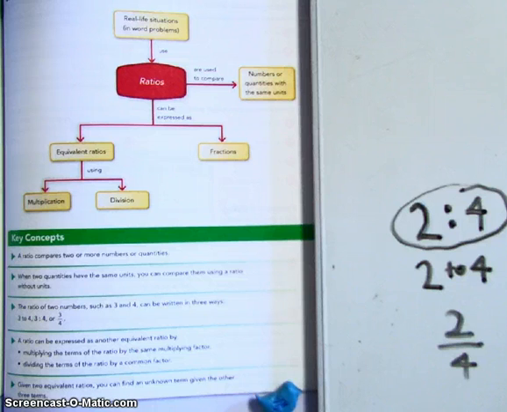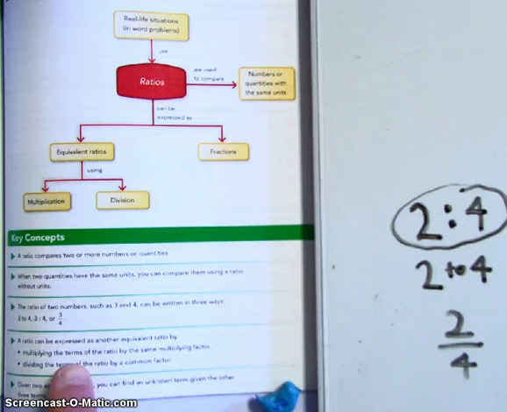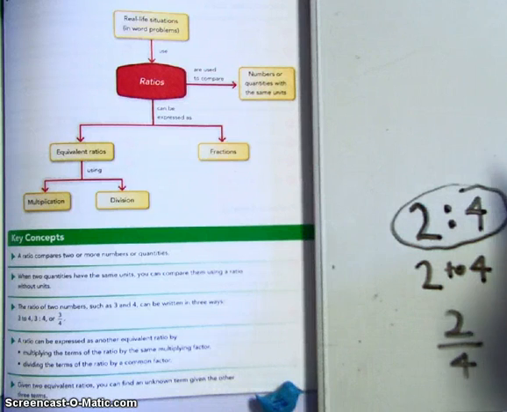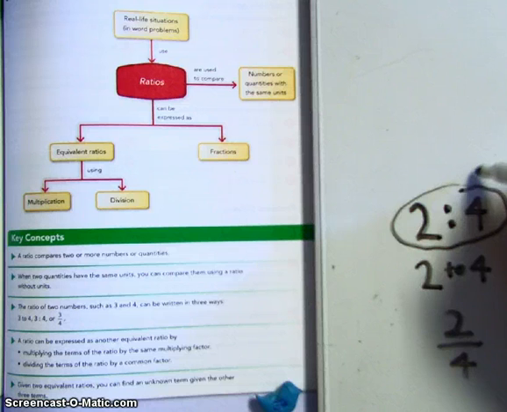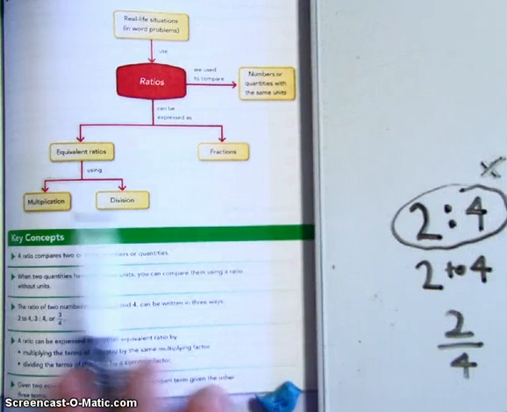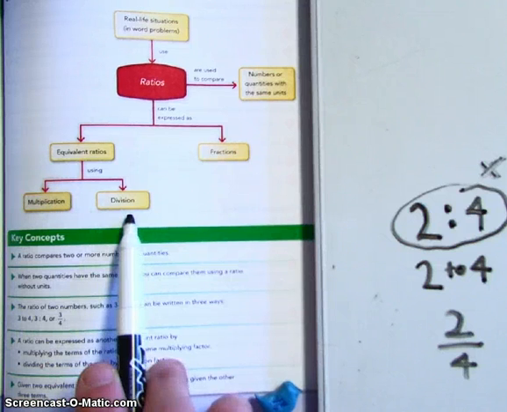A ratio can be expressed as another equivalent ratio by multiplying the terms of the ratio by the same multiplying factor. So that's kind of what we've been learning over the last couple days. If I want to take, say, this ratio 2 and 4, and I want to change the ratio, what we learned over the last couple days is I can multiply or divide. Here it shows if we're using multiplication to find an equivalent ratio, we can use multiplication or division.